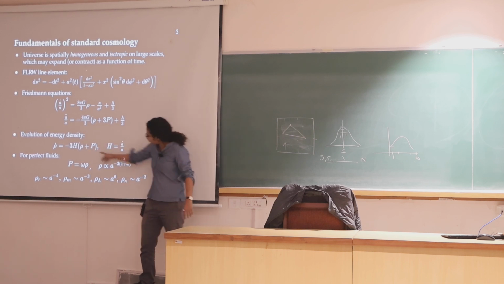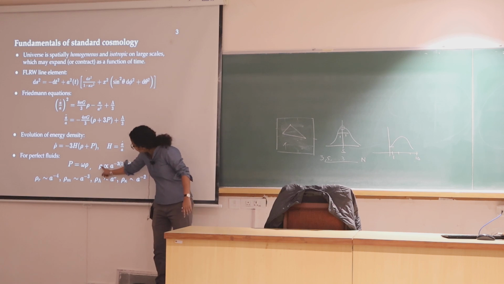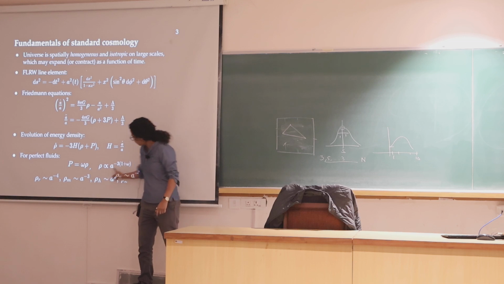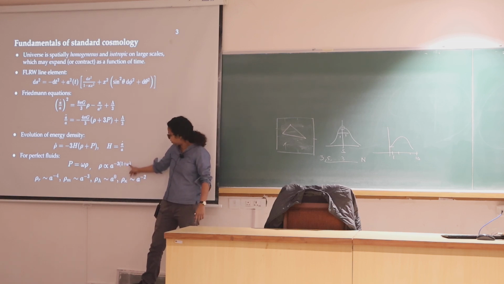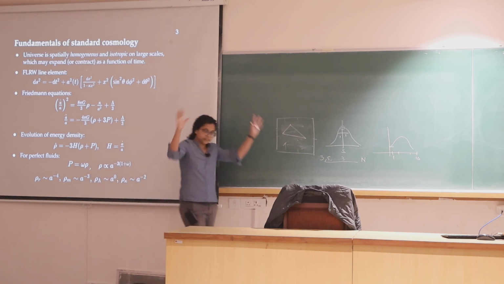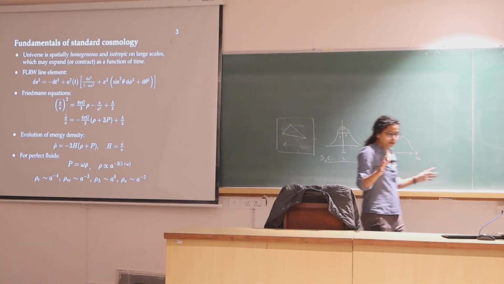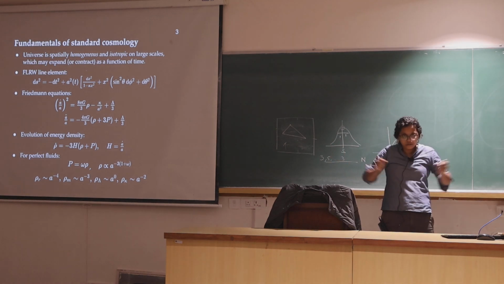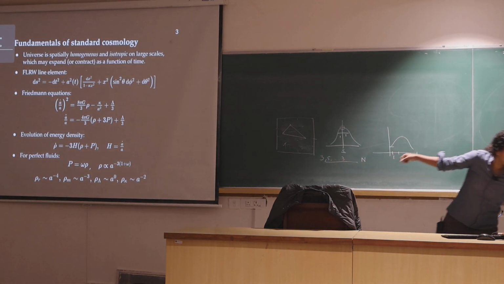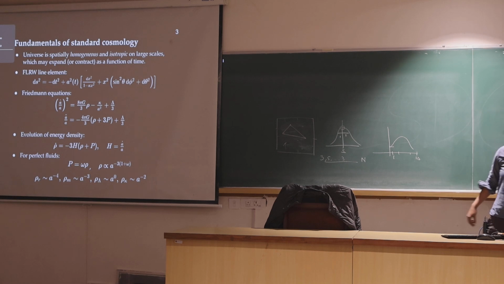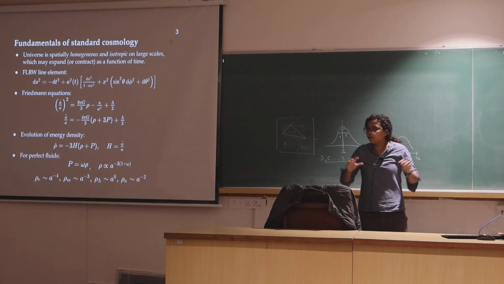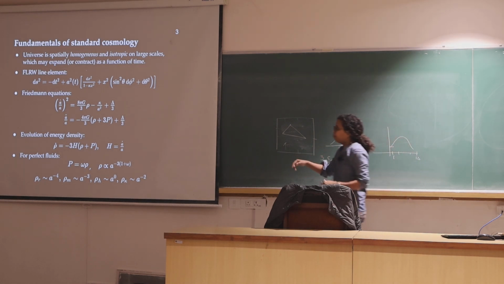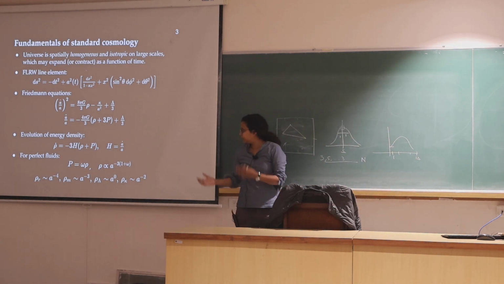When you solve for it, you will get the energy density evolving with the scale factor like this. What does it mean? If you put the omega for photons as 1/3, you will get that the energy density of the photons decreases as the power 4 of the scale factor. So as the universe expands, your photon energy density decreases with the power 4. Similarly, the matter energy density decreases with its own power.